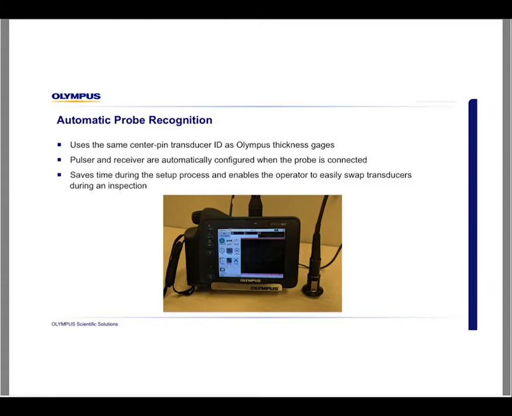So the nice thing about this is that if you are doing an inspection where you typically have to use more than one transducer, or you might have to switch transducers for different materials or different part thicknesses, you can easily pull out your transducer, switch probes, and the setup is automatically loaded. So you can continue inspecting without having to take the time to reconfigure your pulsar and receiver in the middle of inspection. And the idea here is that it saves you time during your setup process and makes your inspection more efficient if you have to swap transducers.